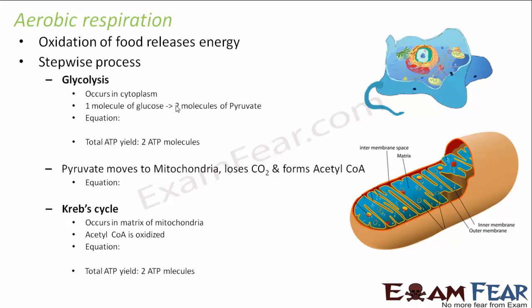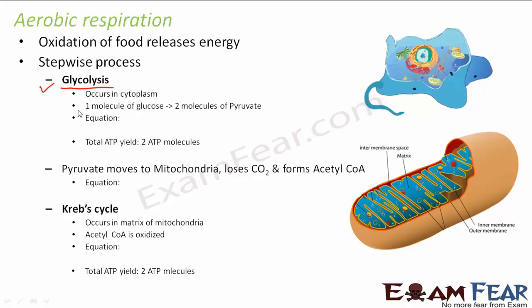So let us look at the process of aerobic respiration step by step. So let us look at each of the steps. So the first step that happens is glycolysis. So what happens in glycolysis? It occurs in the cytoplasm of a cell. We are all aware of the terminologies, right? Cytoplasm is nothing but the fluid matter present in the cell. So it occurs in cytoplasm.